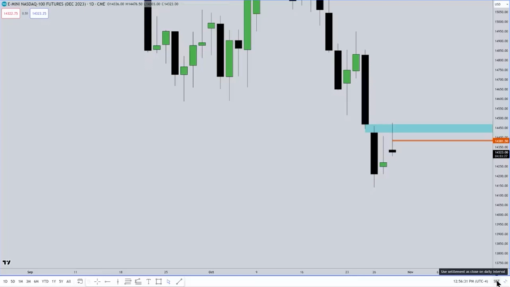I use both readings because I want to have those levels in mind. Traders are going to have it toggled on sometimes, and sometimes they're not. So I want to know what retail's doing, and a lot of retail uses TradingView.